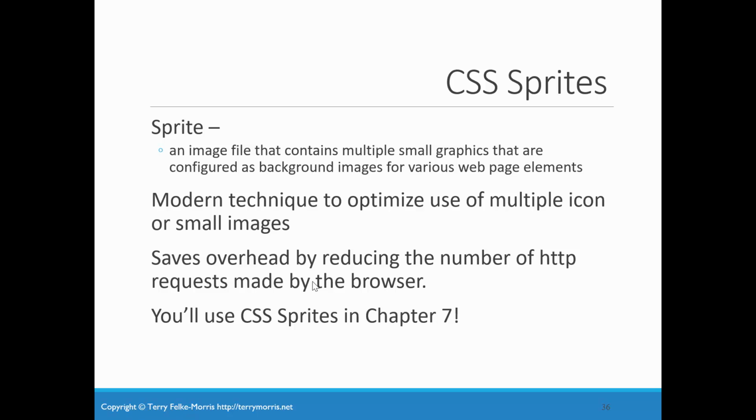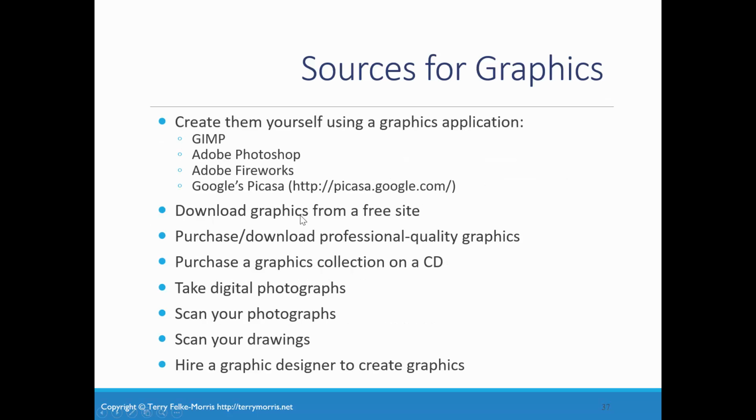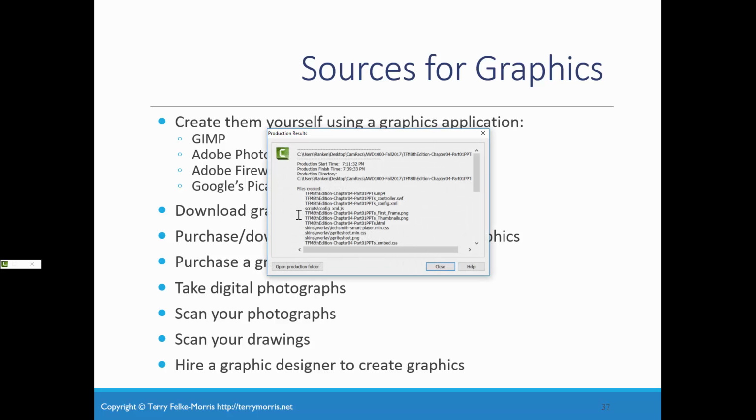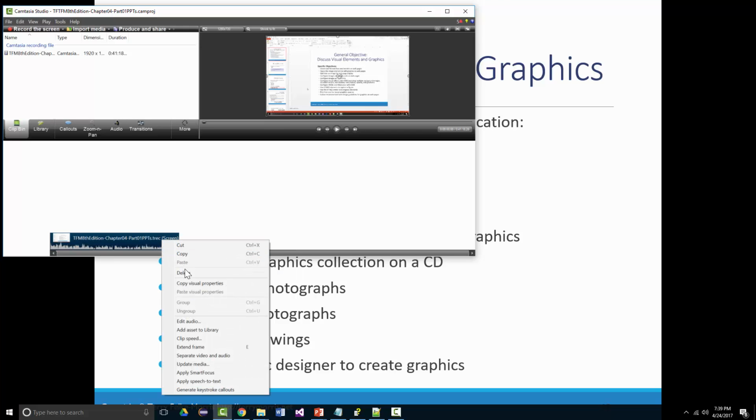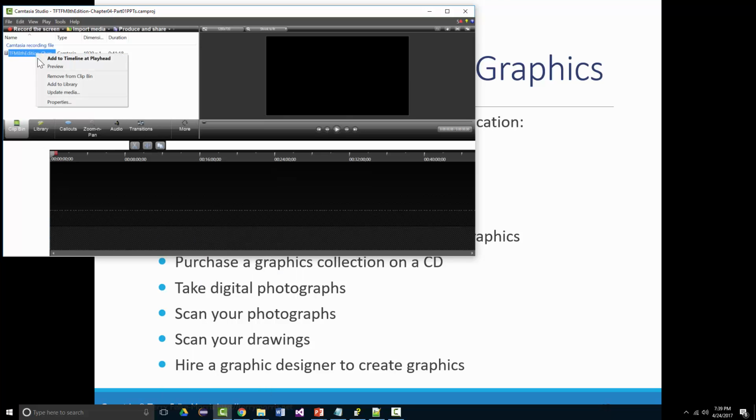Okay. Sprites. Sprites have been around for years. They're image files that contain multiple small graphics that are configured as kind of like one image. We're going to talk about them more in a later chapter. All right. Sources for graphics. There are free graphics available online from different sites. You can also go and take your own pictures, so you'd have your own graphics. You can buy graphics from people.